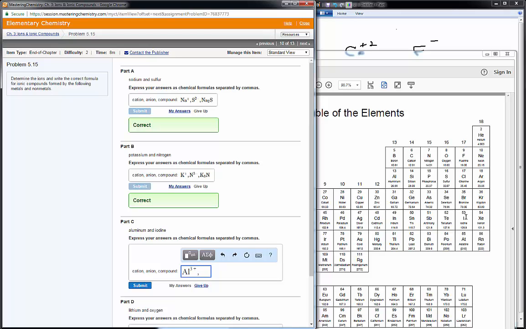Iodide is in group 7, so it has a -1 charge. When I put those two together, I'm going to need 3 iodine ions to balance the charge from 1 aluminum, so that will be AlI3.